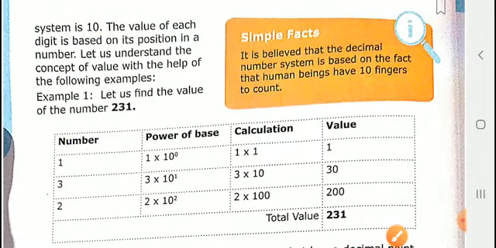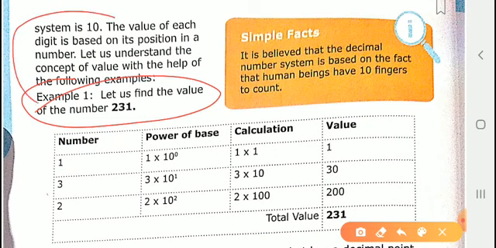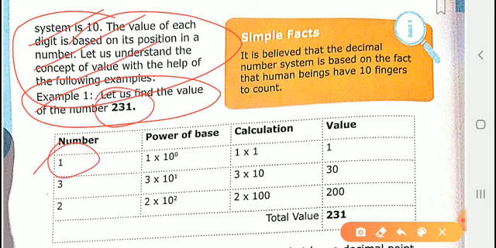Going to the next page, some numbers are given here. You have to read all of them line by line by yourself. If there is any problem or confusion, you can ask me. So the first number is, what is the number? We have to find the number, that is 231.